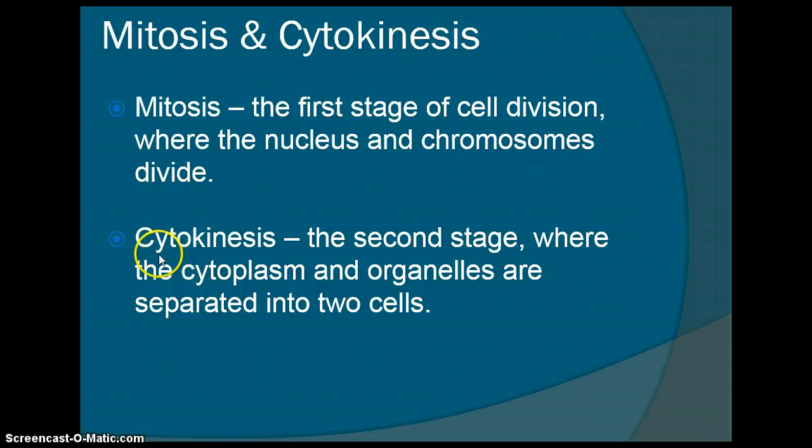If we look at cytokinesis, one of the things I have found helpful is to think of cyto as the cytoplasm and kinesis as movement. In the second stage, the cytoplasm as well as the organelles are moving into two different cells. That might be one way to help remember the second stage, cytokinesis. Think of the cytoplasm: this is the stage where that is going to split.